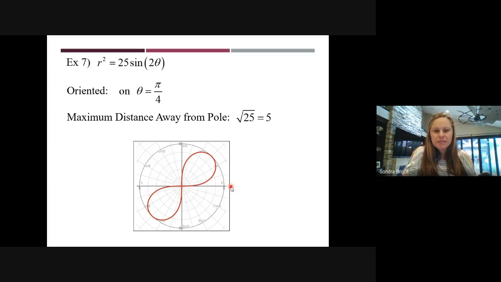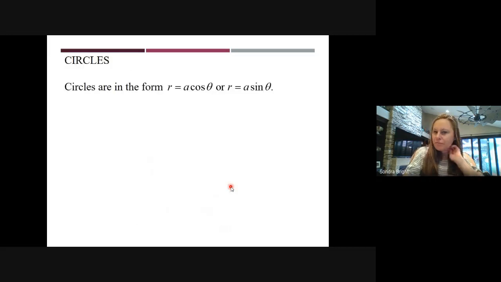Circles are of this form: r equals a cosine theta, or r equals a sine theta. No number in front of the theta. If there's a number in front there, then they create more than one petal. Think of multiple circles. You can think of this as just one petal, so it's just a single circle. It'll be a perfect circle though.